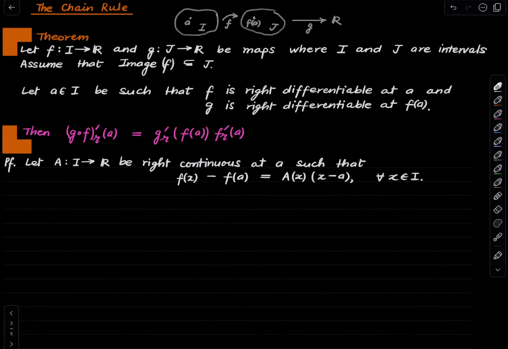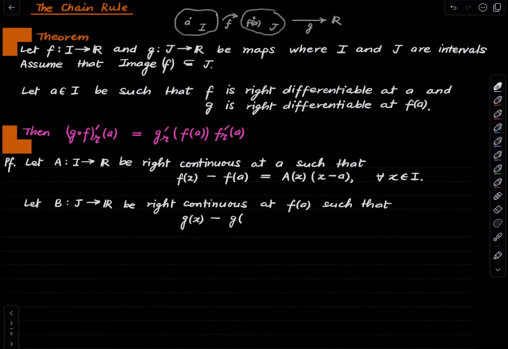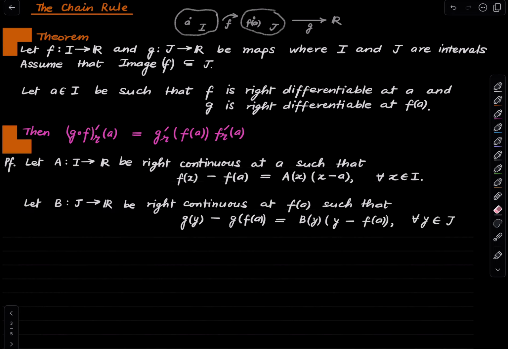And similarly, let b be a function from J to R, right continuous at f of a, such that, let me use a different letter, let me call it y, the analogous expression holds for g. This is immediate by the hypothesis that f and g are right differentiable at a and f of a respectively.